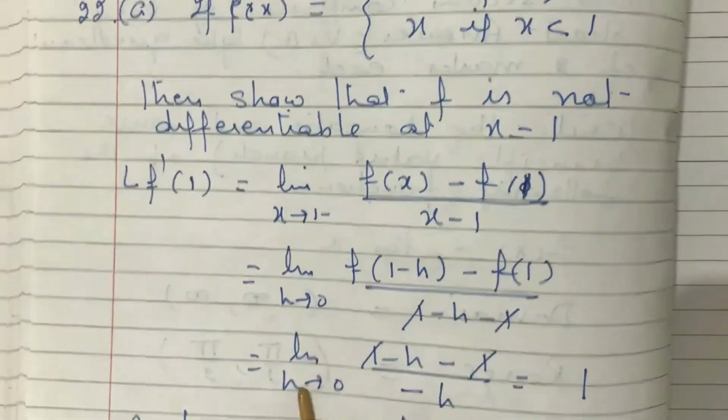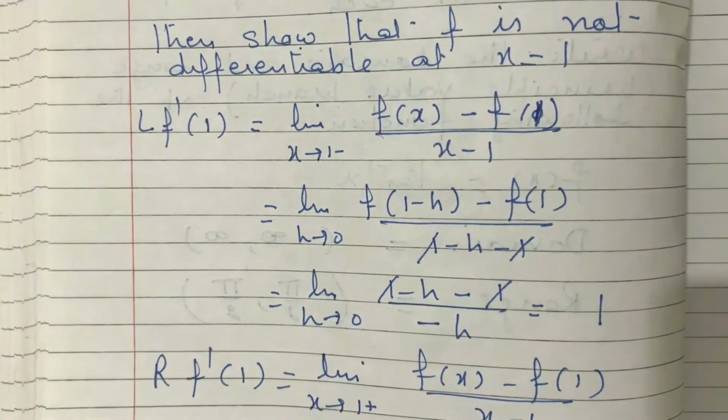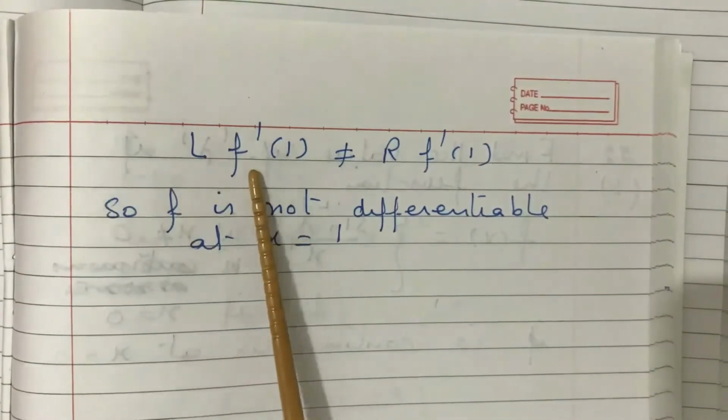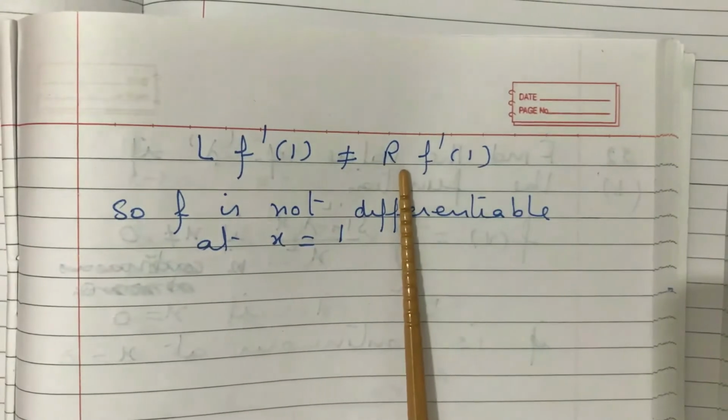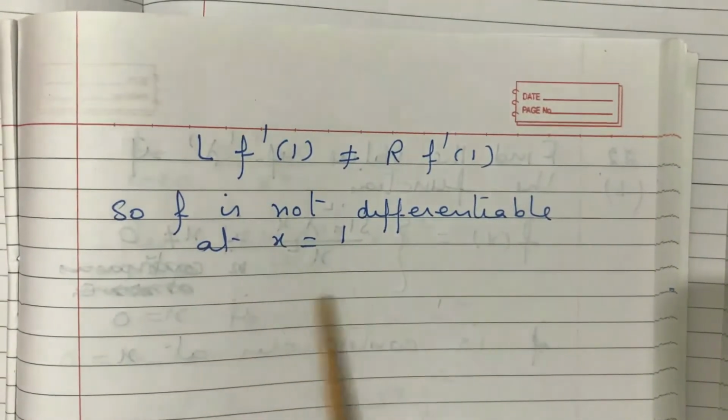Here left hand differentiation is 1. So left hand differentiation is not equal to right hand differentiation. This is not differentiable at x is equal to 1. So here I have written left hand f dash 1 is not equal to right hand f dash 1. So f is not differentiable at x is equal to 1.